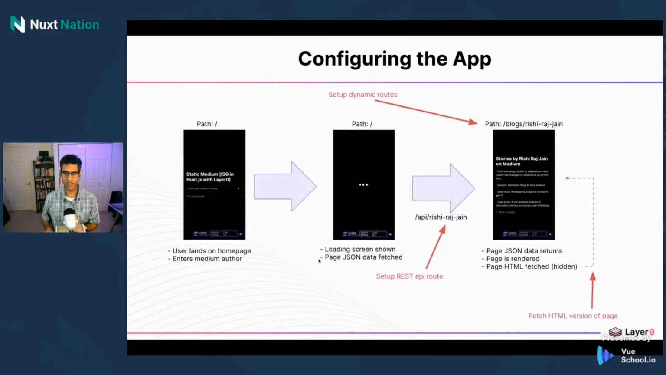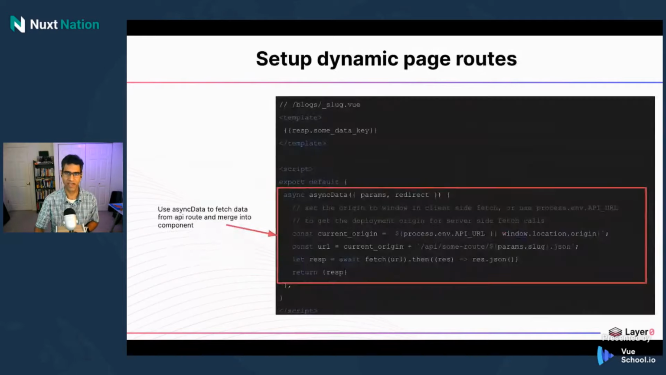And then the second thing we need to do is configure the app. So there are three things we have to do here. First is we need to make sure we're using dynamic routes for the user. That's fairly standard, but I'll go through that in a second. Then we need to make sure we set up a REST API to power fetching the data from Medium so we can show the stories by that user. And then finally, we need to do that HTML fetch at the end so that we can populate the server-side rendered version of the page so that direct access will always be fast.